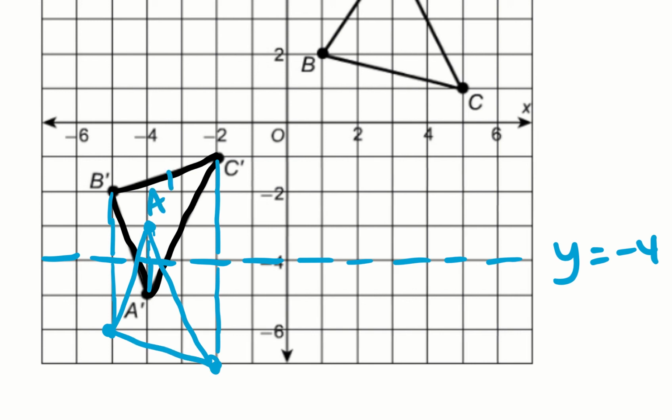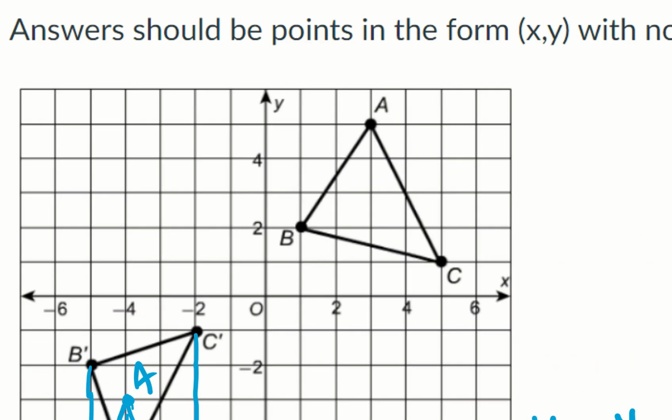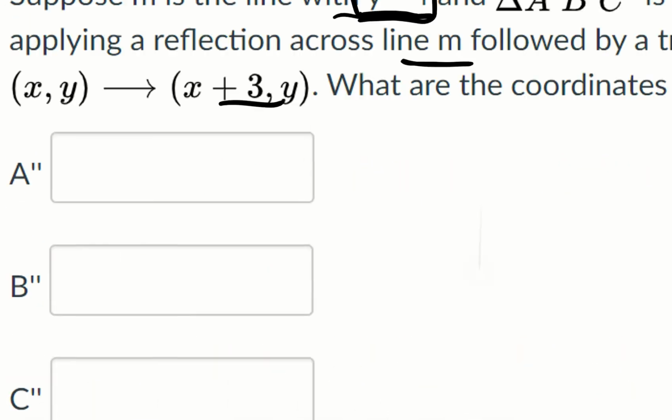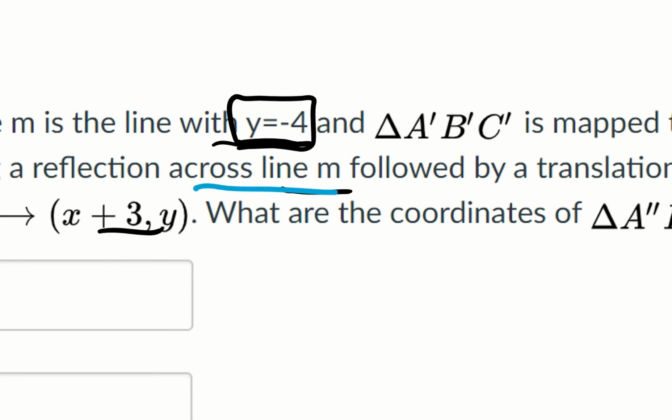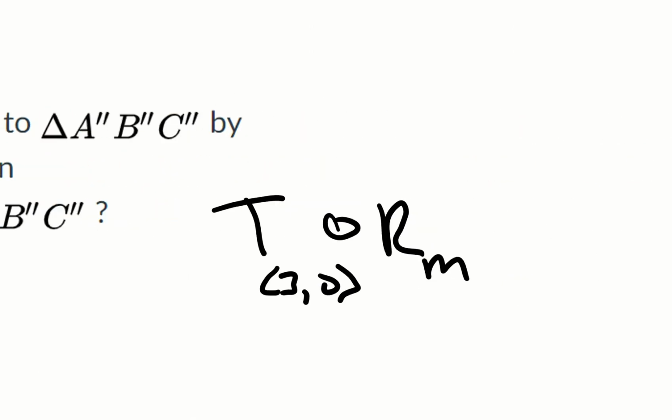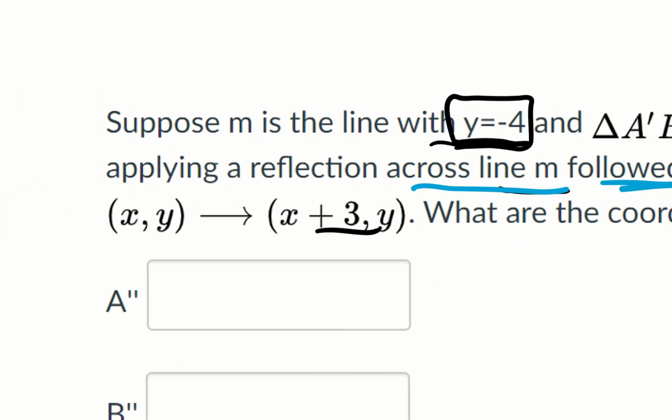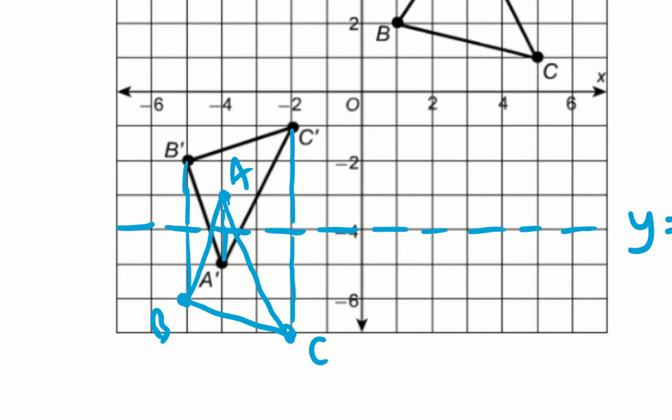So this is A prime. This is B prime. This is C. Or, well, no, I'll just call it A, B, and C, because this is not a double prime. Because we first need to, the question said, reflect followed by a translation. Okay, so we want to do a translation. Now this means move it to the right. So take each of these points, move it to the right.